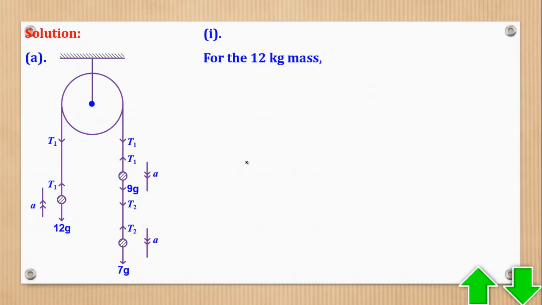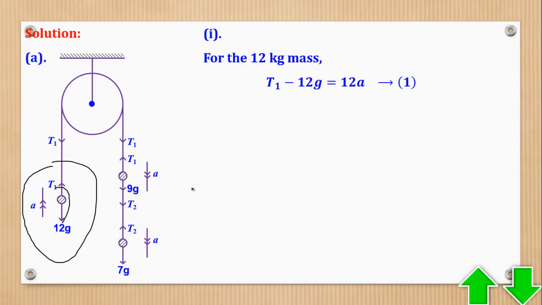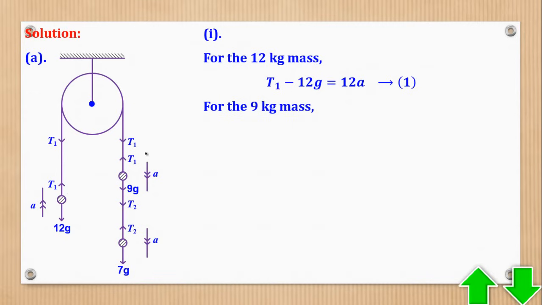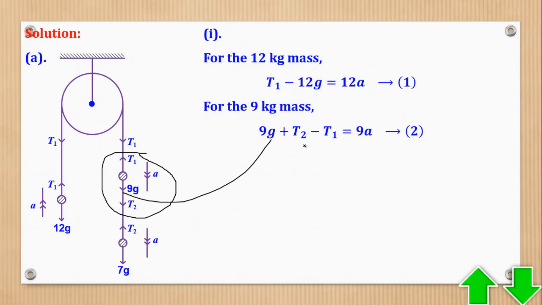Then you can now use F equal to MA. For the 12 kilogram mass, we are interested in these forces. Due to this direction, this is bigger than this, so it will be T1 minus 12g equal to 12a. For the 9 kilogram mass, we are interested in this. The acceleration is in this direction, meaning that these two are bigger. That's why you see 9g plus T2 minus T1 equal to 9a.